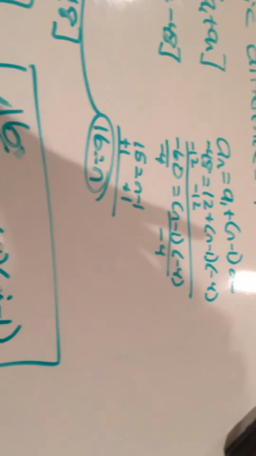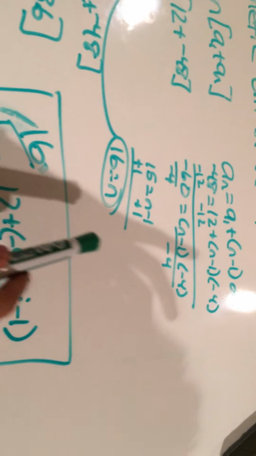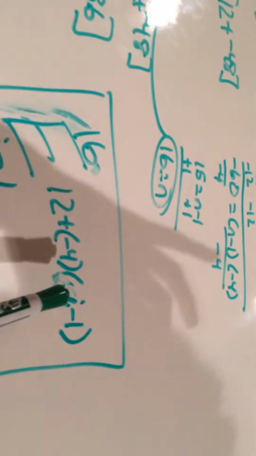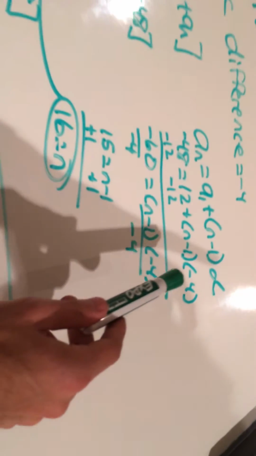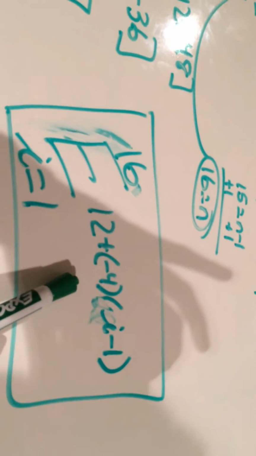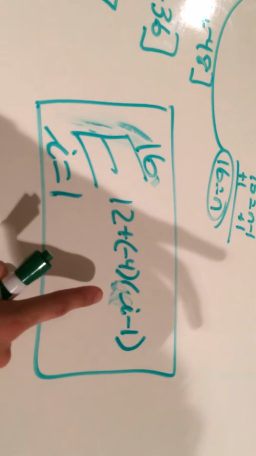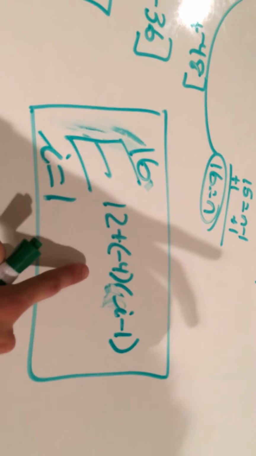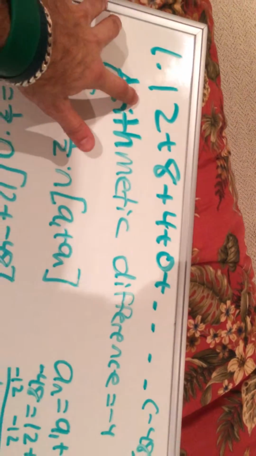applied to our problem. So instead of a1, I put 12. Instead of n minus 1, I put i minus 1 because I've got i down here as my index. And as opposed to d, I put negative 4. You can verify that this works. Plug in 1 for i. 1 minus 1 is 0. 0 times negative 4 is 0. 0 plus 12 is 12. So the first term should be 12.